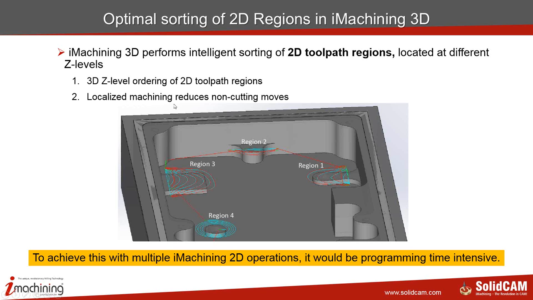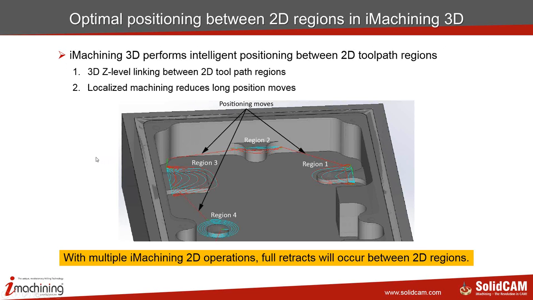So you have localized machining, which reduces the non-cutting moves. Now, if I were to do this in iMachining 2D, I would have a lot of programming to do. I would have to individually program each one of these steps in order to localize them, like this. Okay? But in iMachining 3D, this is done intelligently. It does it automatically for you, as you can see.